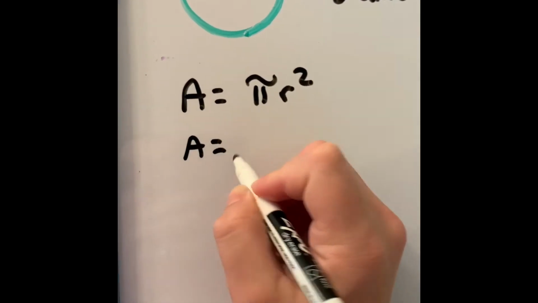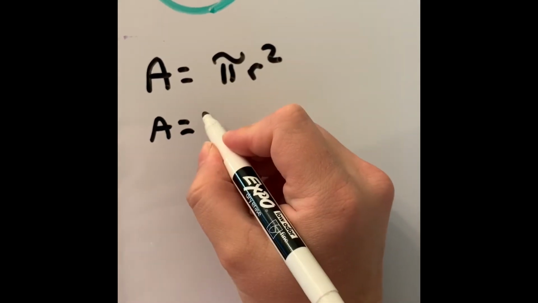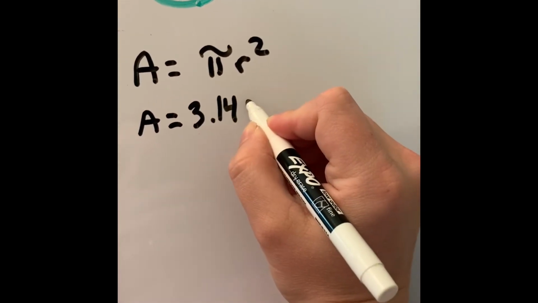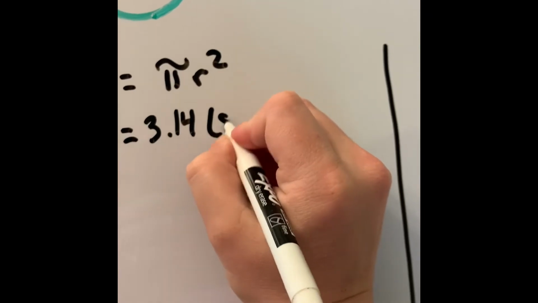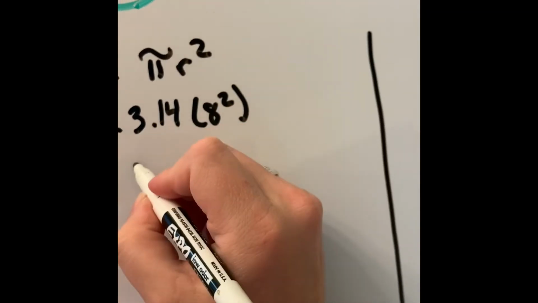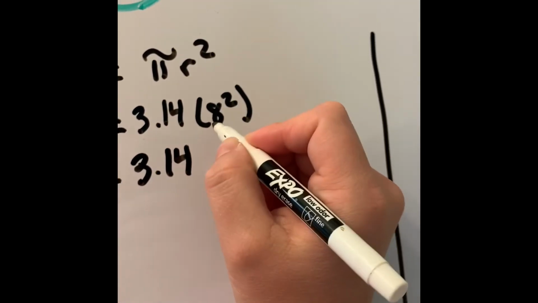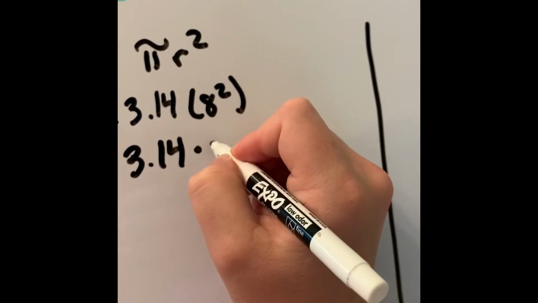Then I'm going to fill in the information that I know. So pi, instead of using the pi symbol, we're going to use 3.14. And my radius, if we look back up here, is 8 inches. So I'm going to put 8 squared. Now remember, 8 squared is 8 times 8, not 8 times 2. So 8 squared, 8 times 8 is 64.